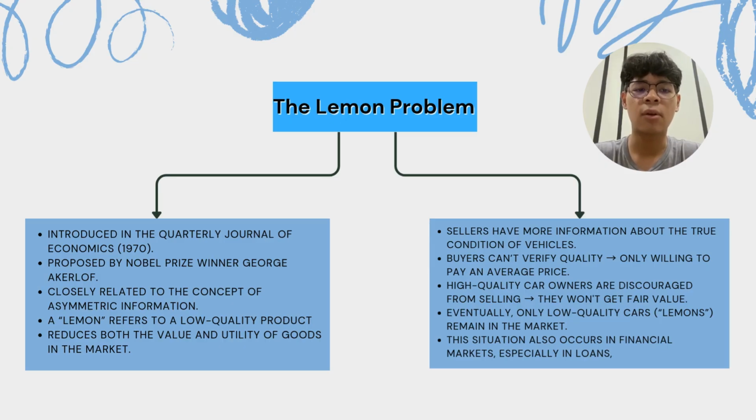This concept is not only applicable to the automobile industry, but it also extends to financial markets. Take, for example, the loan market, where borrowers usually have more information about their ability to repay than lenders. As a result, lenders may increase interest rates to cover potential risks, which can drive low risk borrowers out of the market and leave only high risk borrowers behind.